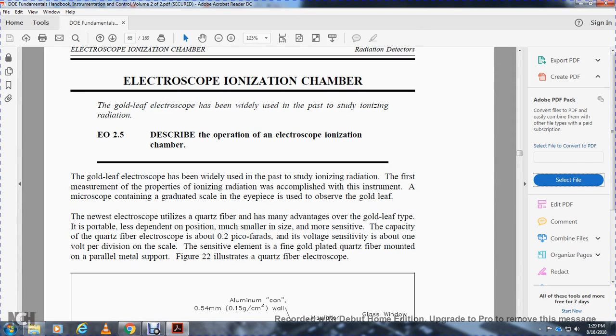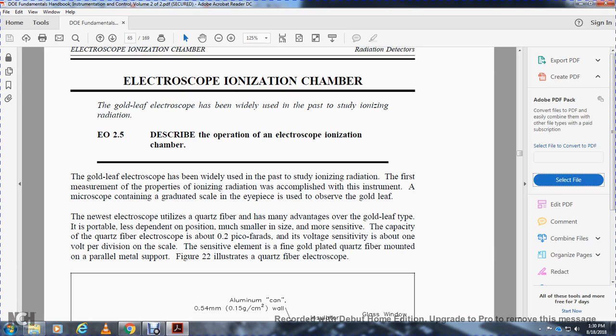All right, electroscope ionization chamber. The gold leaf electroscope is used with ionizing radiation. The first property of ionizing radiation was discovered with this instrument. A microscope containing a graduated scale in the eyepiece lets you observe the gold leaf. The newest electroscope has a quartz fiber. Depending on the position, the smaller the gap on the side, the more sensitive it is. The capacity of the coarse fiber electroscope is about 2.2 picofarads. The voltage sensitivity is about 1 volt per division on the scale.